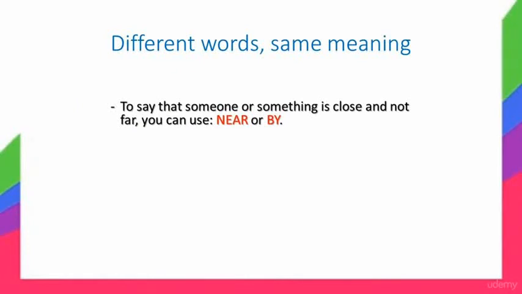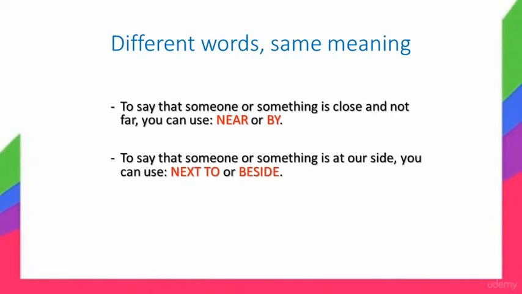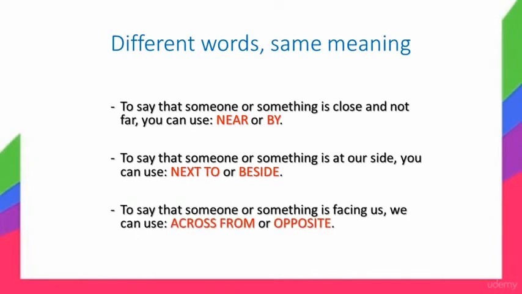Okay, let's have a look at some different words that have the same meaning. To say that someone or something is close and not far, you can use near or by. To say that someone or something is at our side, you can use next to or beside. To say that someone or something is facing us, we can use across from or opposite.